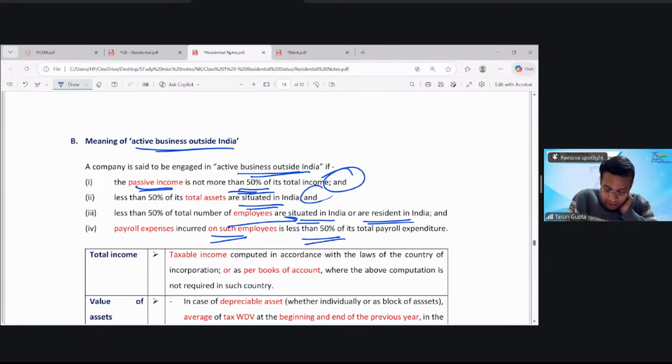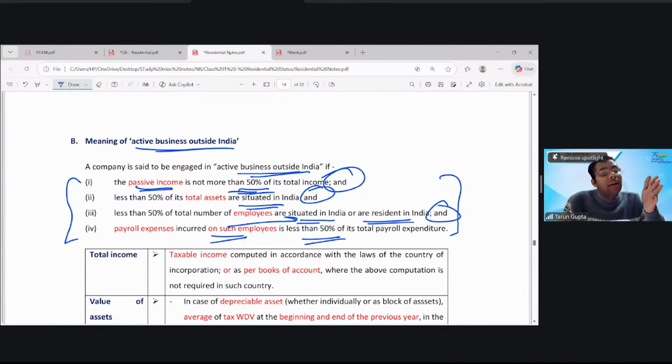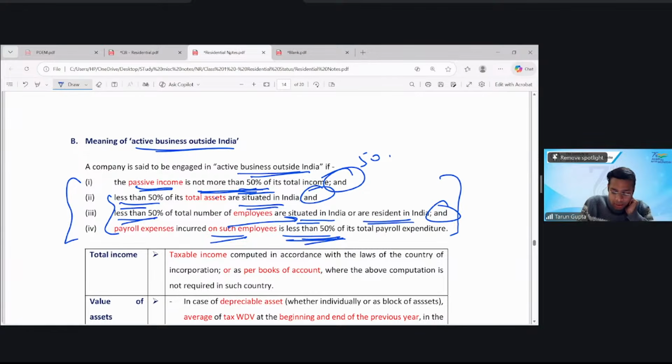So to qualify as ABOI, active business outside India, you have to satisfy all these four conditions. The passive income should be 50% or less, and the assets in India should be less than 50%. Employees in India should be less than 50%. Payroll spent on such Indian employees should be less than 50%. If you see, for the second, third, and fourth conditions, it is less than 50%. But for the first condition, it is not more than 50%, meaning 50% or less.